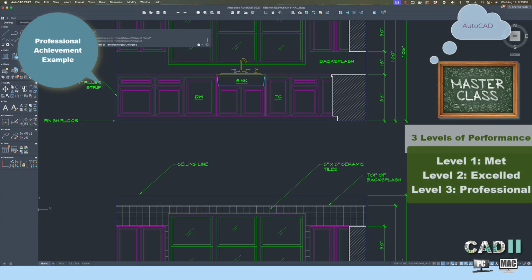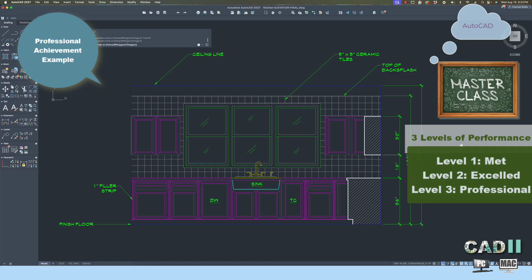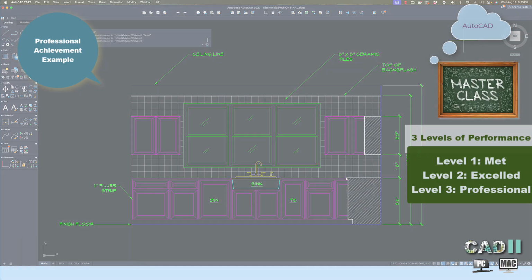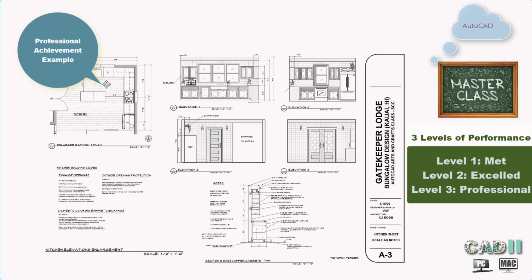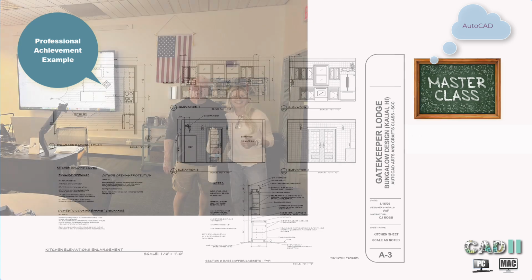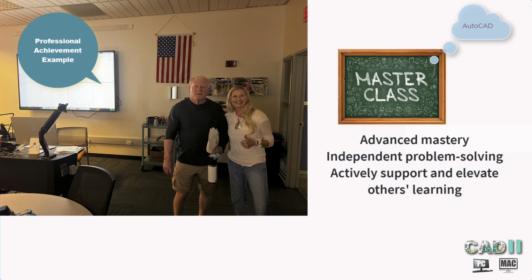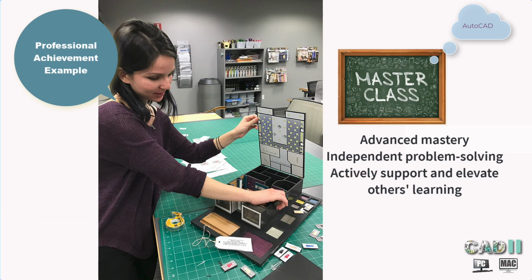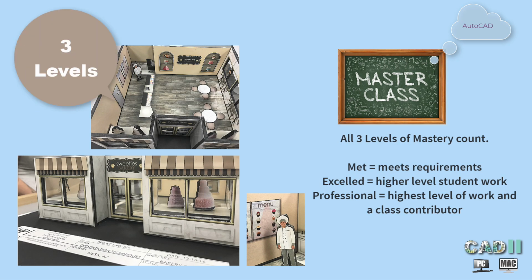Level 3 learning outcomes, professional quality. What it looks like, you model excellence in craft, leadership, and collaboration. Your work is exceptionally clear, well-structured, and near flawless. You mentor peers, anticipate challenges, and contribute to the class culture in a meaningful way. At this level, your performance shows advanced mastery, independent problem solving, and you actively support and elevate others' learning. Each level shows progress toward our shared outcomes: clear communication, thoughtful work, and professional habits.